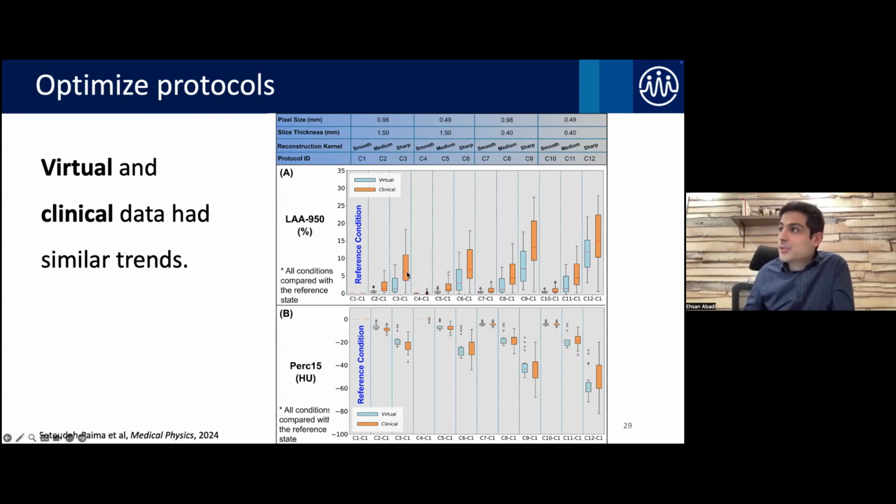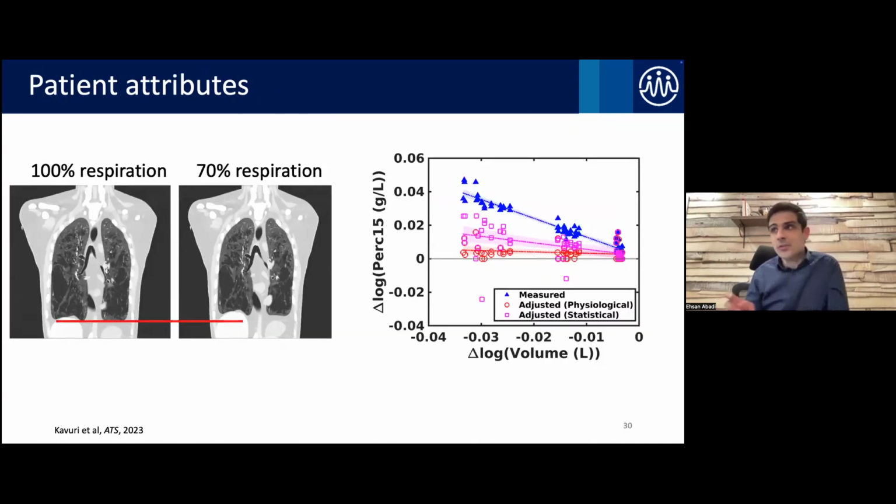Here, blue is simulations, orange is clinical data. And we saw that when you change different conditions, which are your columns, we had similar trends in how different imaging quantifications would change by changing from one kernel to another kernel, or from one dose level to another, or from one pixel size to another pixel size. So that gives us more confidence that the simulation findings have some relevance to what you see in the clinical data. So this is how you can approach protocol optimization from a parameter standpoint.